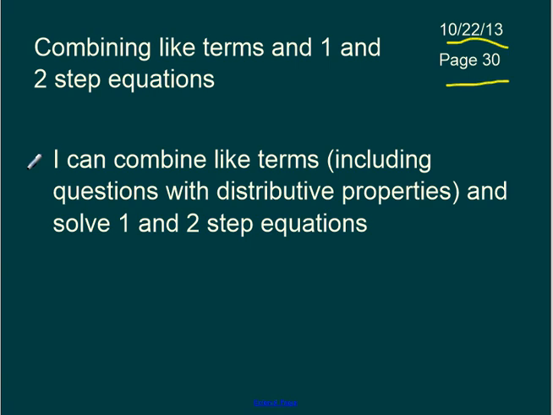So if you would please write the objective. I can combine like terms, including questions with distributive property, and solve one and two-step equations. So there's a lot we're going to be doing today, but we're going to move through it pretty quickly because it should be review. If we're going through this and it seems like you've never seen this before, you might want to find some additional resources to help you or plan on staying after school, perhaps Monday or Friday, to get some extra help on this.